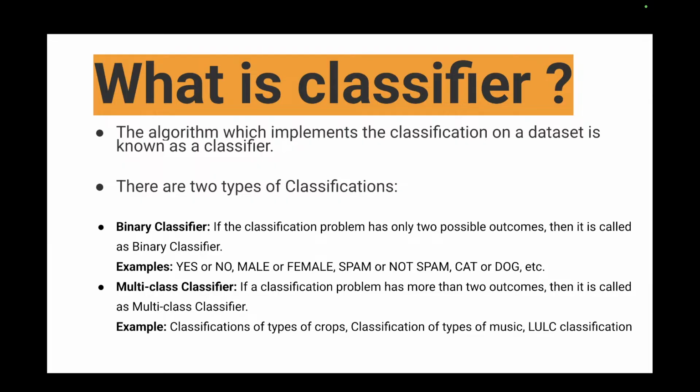And multi-class classifier: if a classification problem has more than two outcomes, then it is called a multi-class classifier. Suppose land use land cover classification.